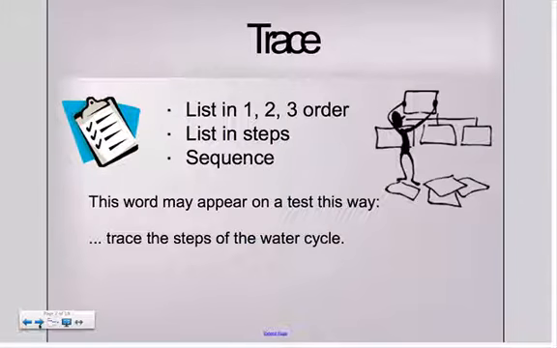The first word is trace. It's basically saying to list something in order, like 1, 2, or 3, or basically write down the steps or a sequence. The word may appear on a test this way: trace the steps of the water cycle. Pause the video and write this information about trace.